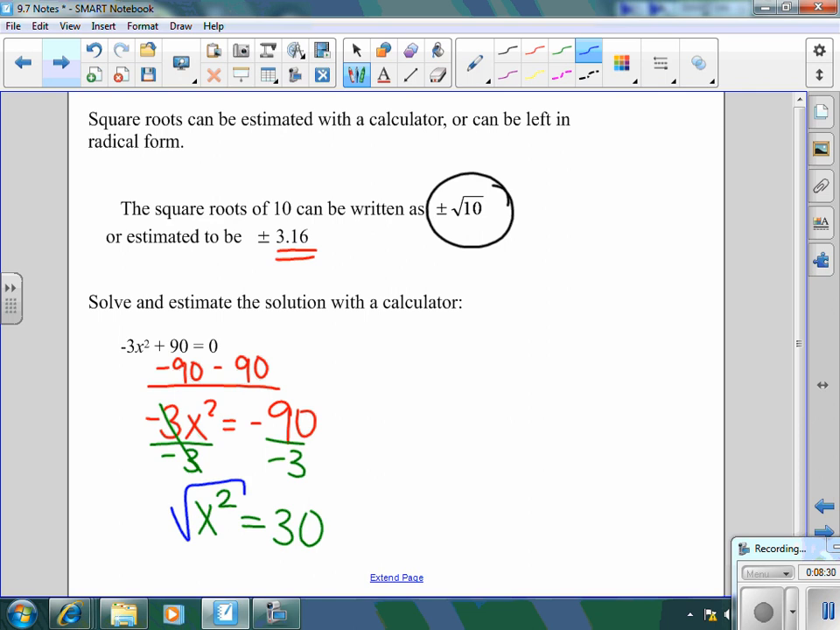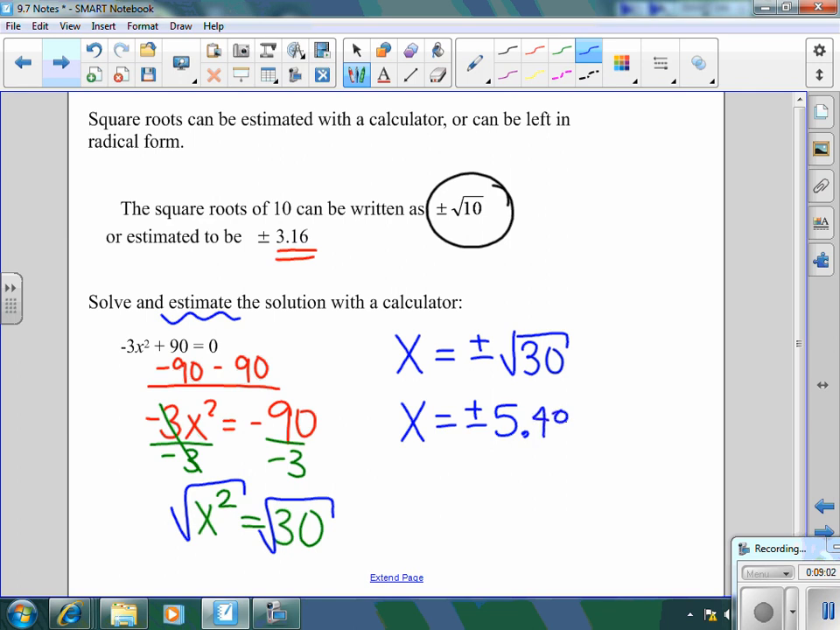But if I take the square root of both sides, square root of x squared gives me x. We have to remember plus or minus the square root of 30. So if it asked us to leave it like that, we could, but because it said solve and estimate, I want to know what the square root of 30 is estimated. So if we type it in our calculator, we end up with 5.477225575. So because we're estimating, let's do 2 decimal points.